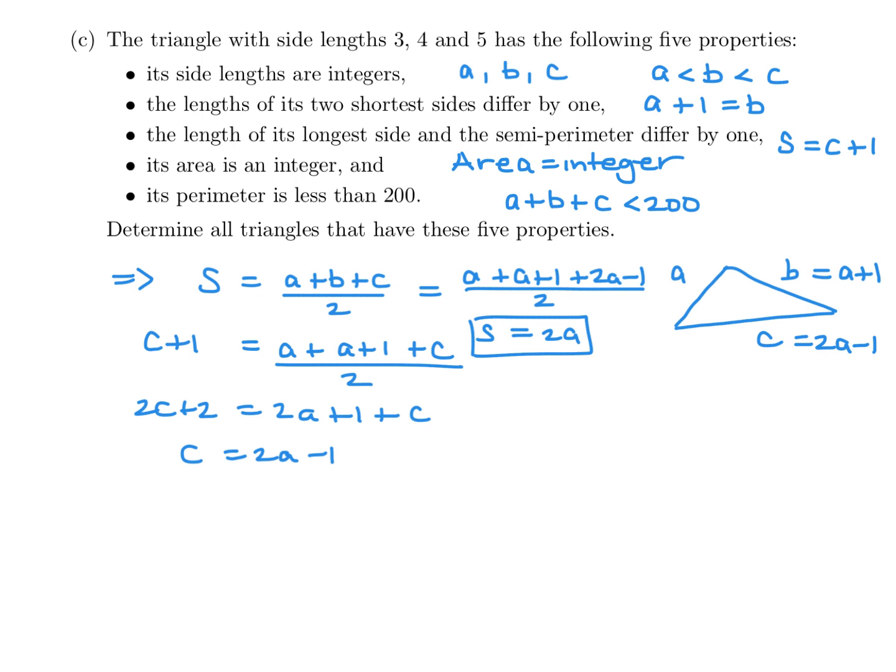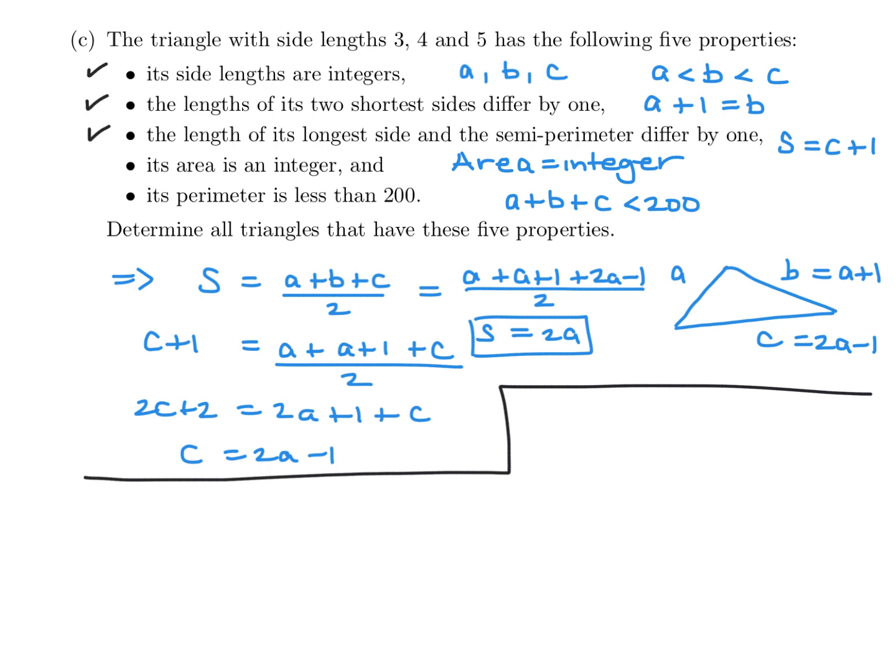Now, where do we go from here? Let's see here. So far, we're doing good. What have I not taken into consideration yet? Obviously, I've taken into consideration this guy, and this guy. So the next two, the area and the perimeter.